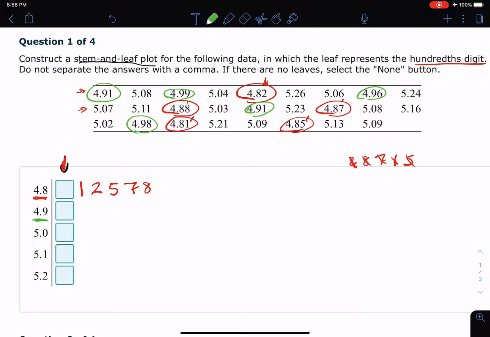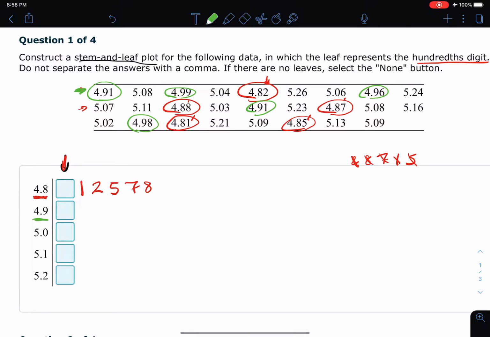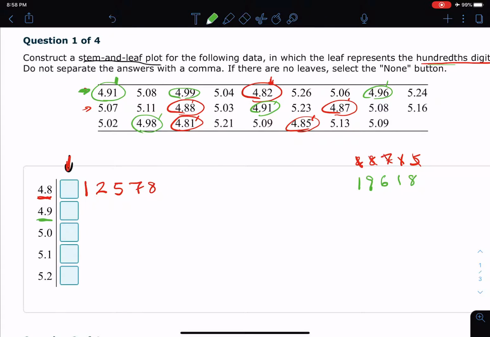Once again, I'm going to put these over here, and I'm going to start chronologically from the top row, and we're looking at the hundredths digit, so that's what you want to record. So I'm looking at a 1, then my next one, which is a 9. Then I'm looking at this one, which is a 6. Go to my next row, there's a 1. Then I go to my next row, there's an 8. 1, 2, 3, 4, 5. I think that's all of them.